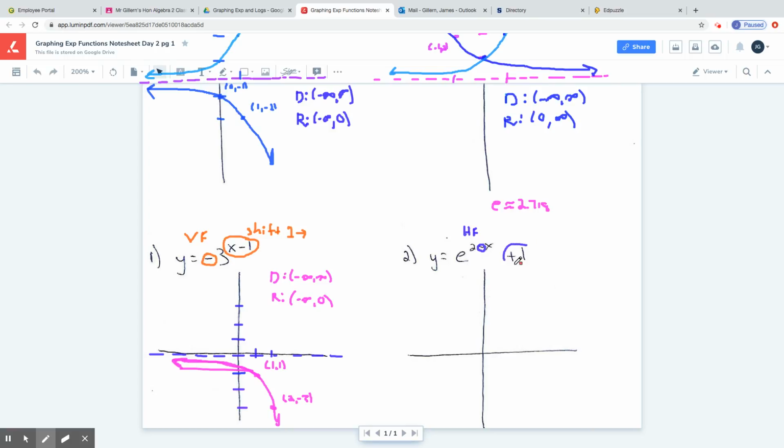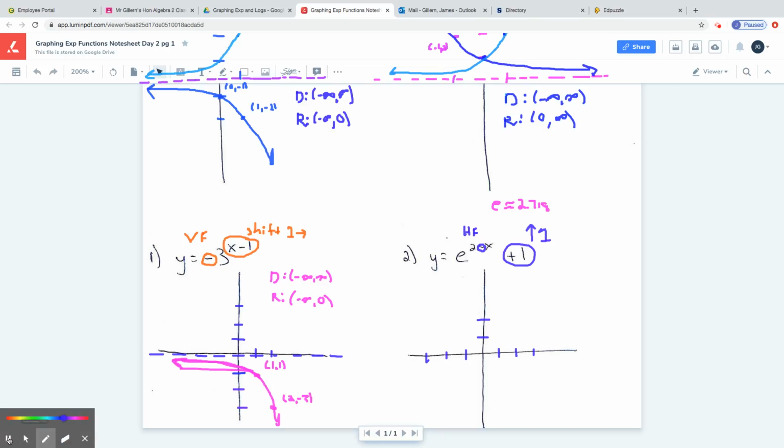And we have a number out here by itself. It's a +1. That means we're going to shift or slide this up 1. Now, for an exponential, this number here gives us our what? It gives us our horizontal asymptote. All right, so let me just do a few of these real quick.